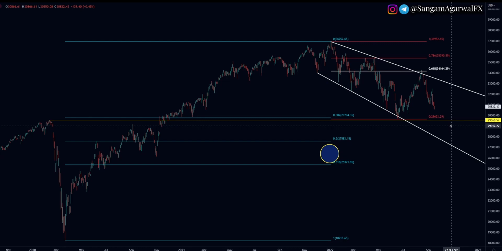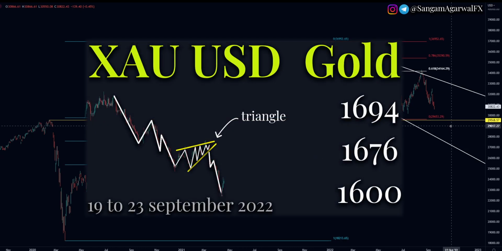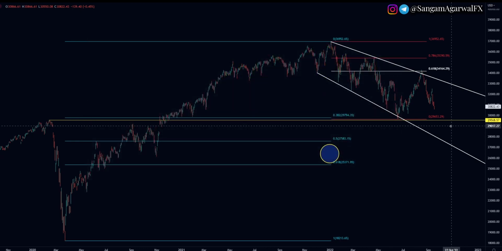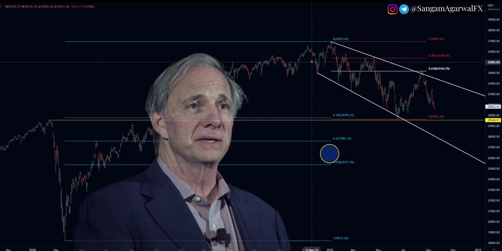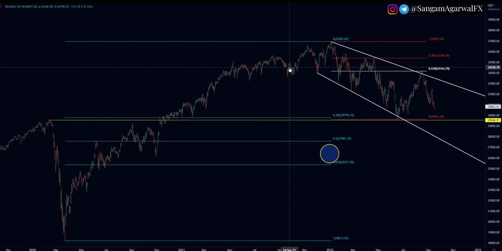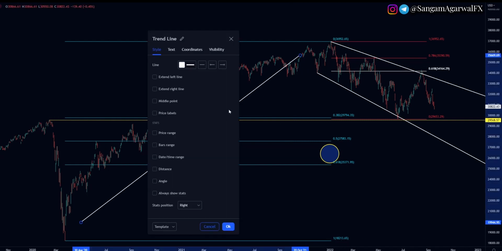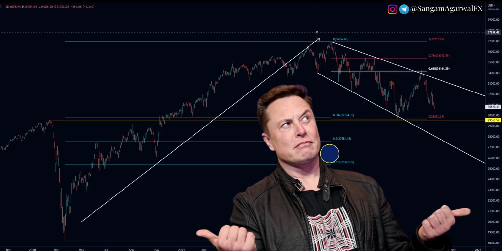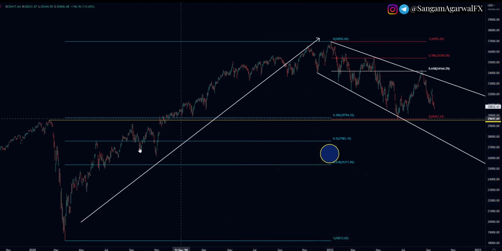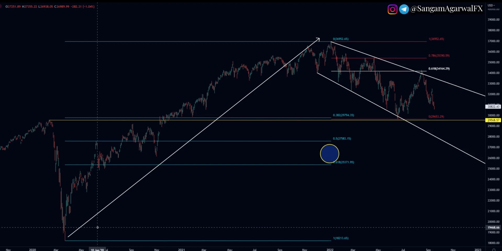So these were the technicals, and all of the fundamentals I have already discussed in the gold video yesterday. Watch it, because Ray Dalio has given a warning for a rate hike. When it was going up, everyone was happy. Elon Musk became the richest person in the world and retail traders were making money, because any fool can make money in a bull market. All you have to do is just buy.